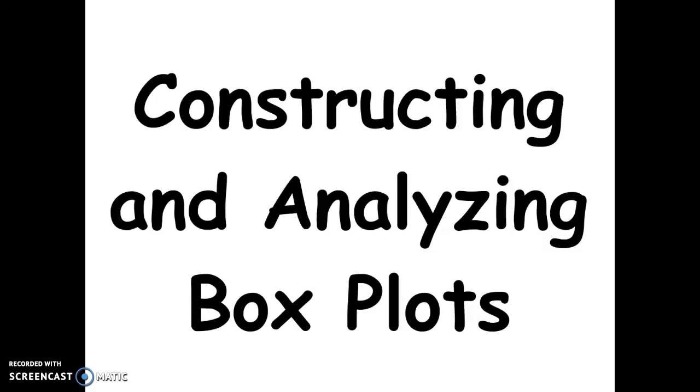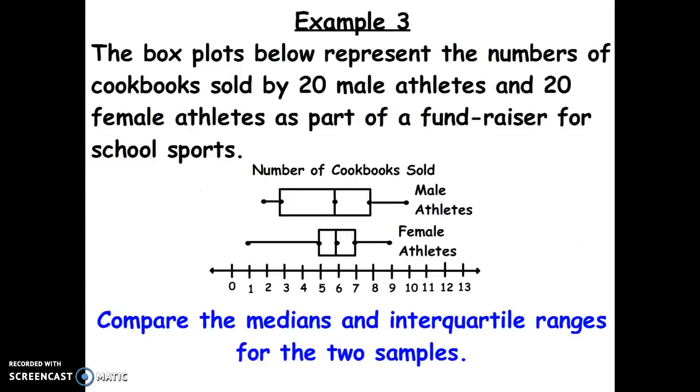Constructing and analyzing box plots, part 2. Example 3. The box plots below represent the numbers of cookbooks sold by 20 male athletes and 20 female athletes as part of a fundraiser for a school sports. Compare the medians and interquartile ranges for the two samples.